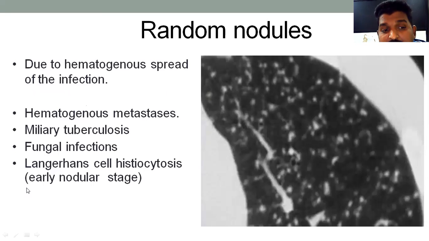Why I put this in ILD is because in Langerhans histiocytosis in the early nodular stage, you will see stellate-shaped nodules that are randomly distributed, predominantly in the upper and mid zones of the lung. So that you should note.